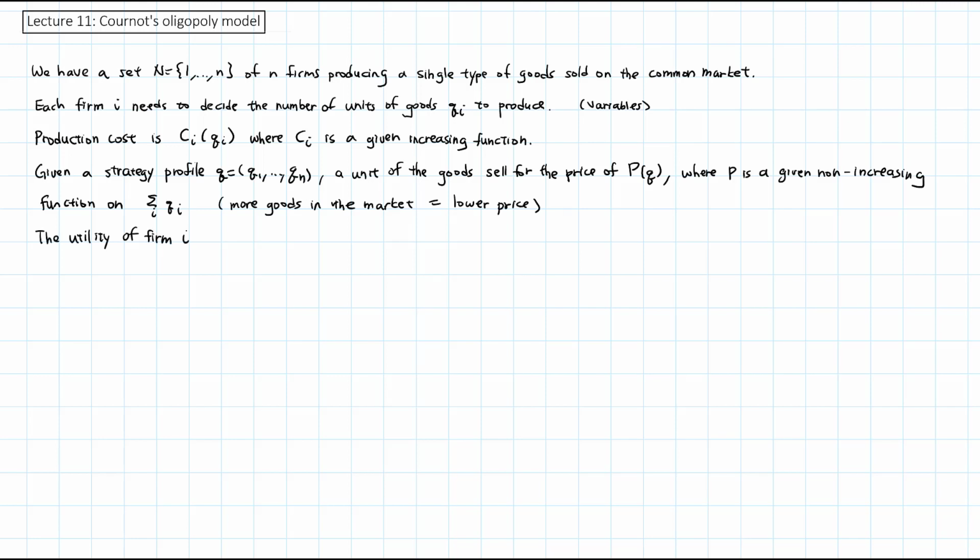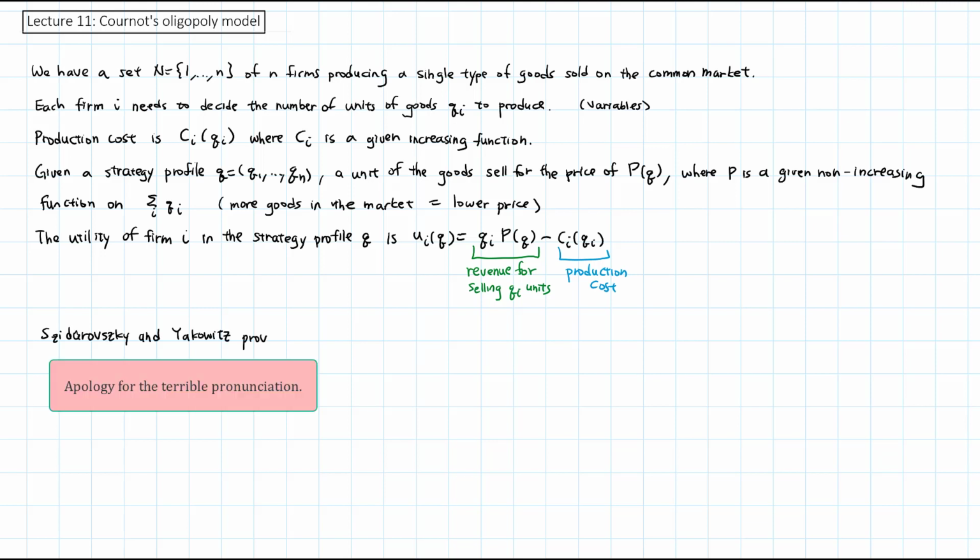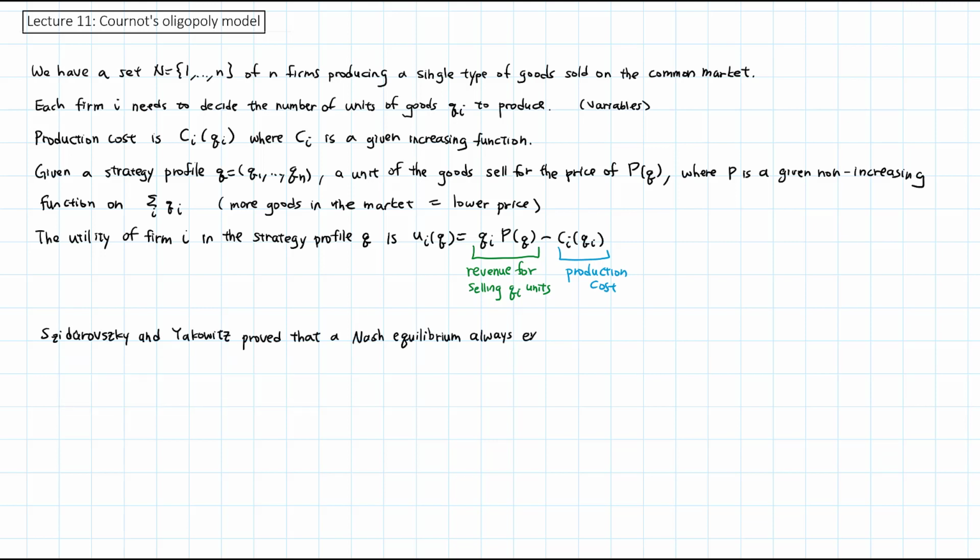The utility of firm i in the strategy profile Q is Ui of Q, which is equal to Qi times P of Q minus Ci of Qi. That is, the revenue for selling Qi units minus the production cost. Now this is quite a general problem, with many ways that you can define the production cost function and the price function. But two researchers, Zidorowski and Yakovich, proved that a Nash equilibrium always exists under some continuity and differentiability assumptions on P and C.